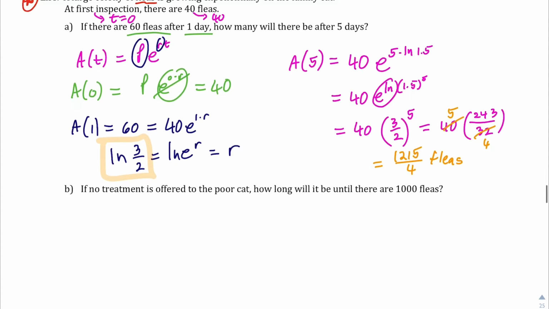Okay, and then last question. If no treatment is offered to the cat, how long will it take until there are 1,000 fleas? The algebra setup for this is, of course, that our amount is 1,000. We know that the initial is 40, e to the power of t multiplied by ln of 1.5, which is our percentage growth per unit of time, which is days, and then we could solve for t.